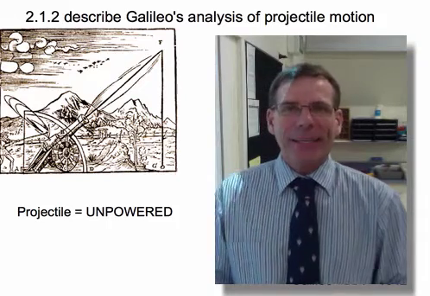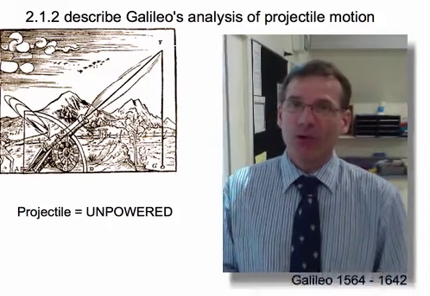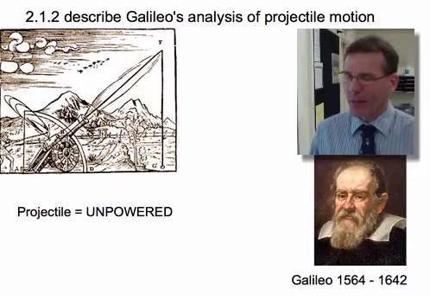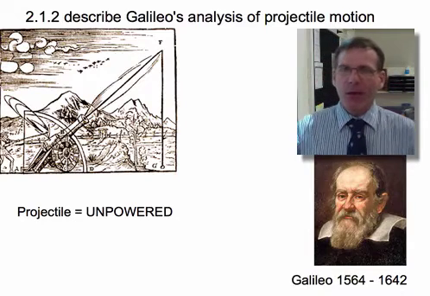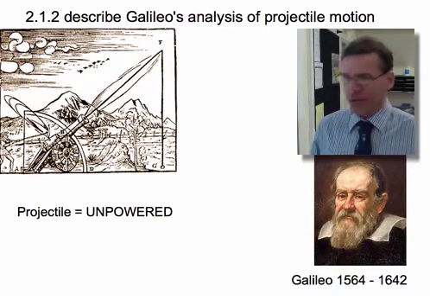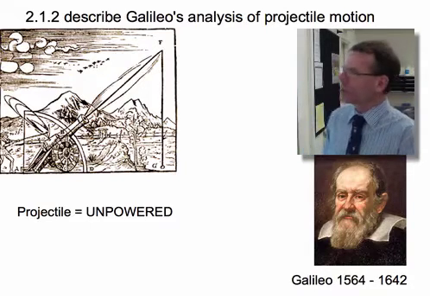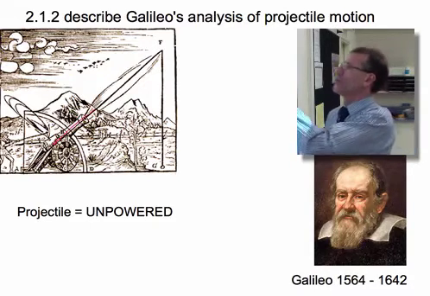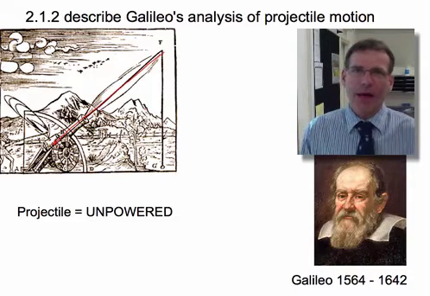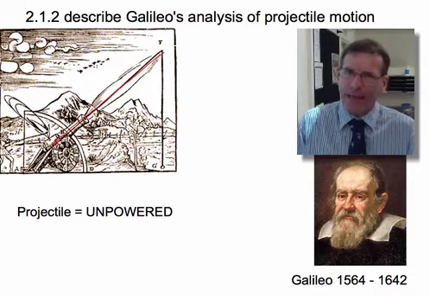G'day, we're going to talk about Galileo's analysis of projectile motion. And here's Galileo. Now, before Galileo came along, Aristotle's ideas ruled, and Aristotle had the idea of the natural and unnatural motion of objects. So a cannonball fired out of his cannon would follow its unnatural motion path because of the impetus given to it by the cannon.